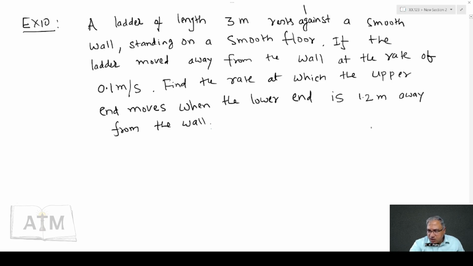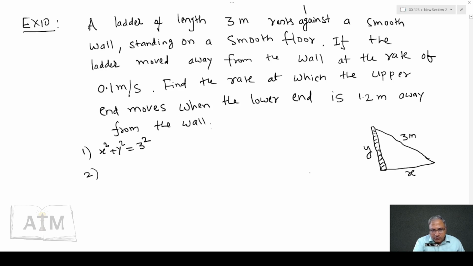First of all, let us draw the diagram. This is the wall and it is the ladder. The length of the ladder is 3 meter. Let us say the height of the wall is y and on the ground it is x meter away. So the first relation we get is x square plus y square equals 3 square.